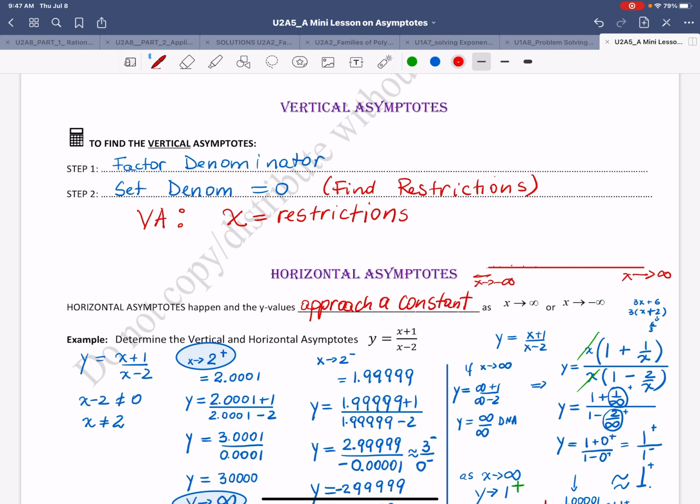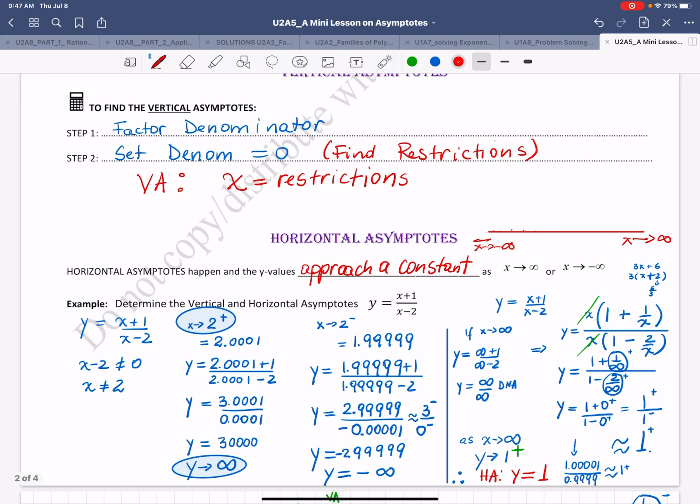And this is it for this lesson. We'll explore more in the upcoming lessons how to find the vertical and horizontal asymptotes and other asymptotes as well.